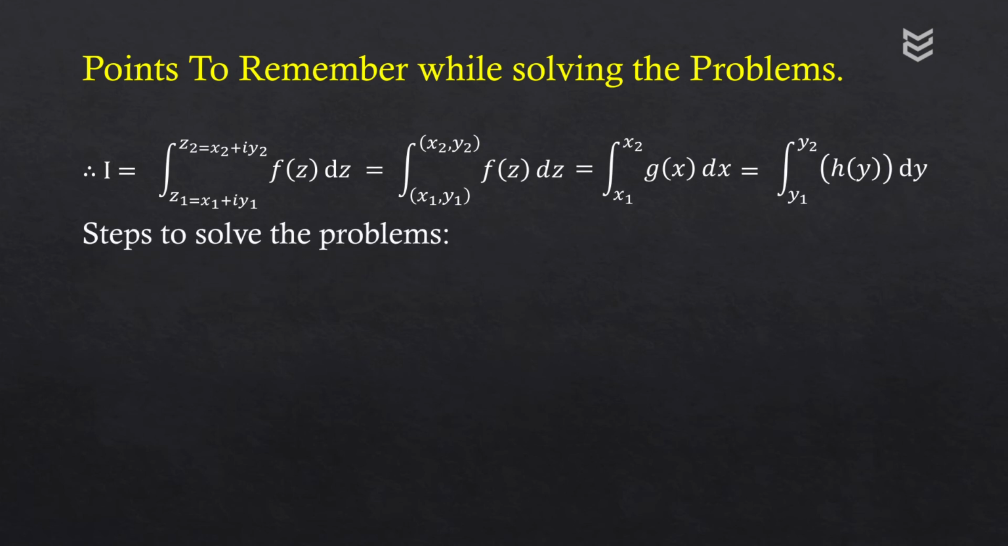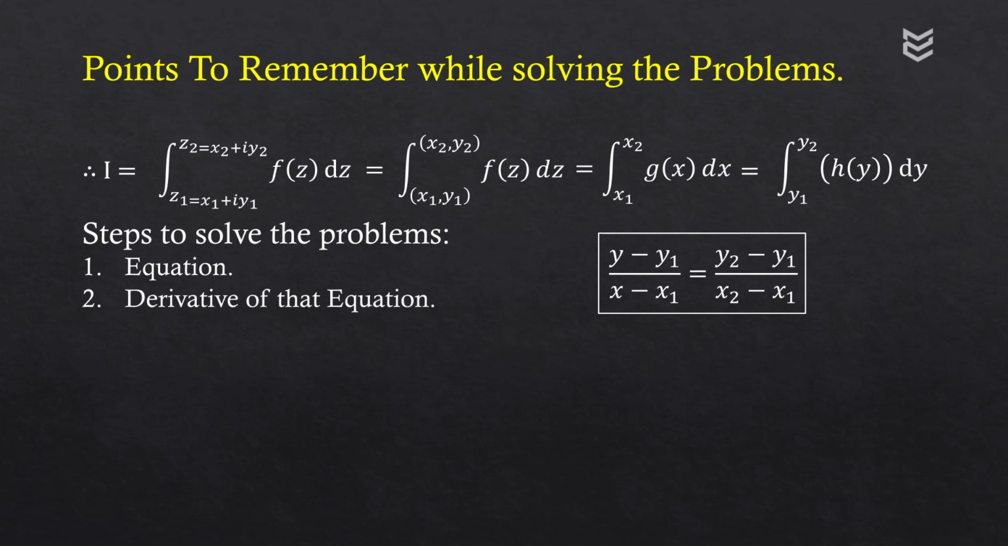Steps to solve the problems. Step 1 is to look for the given equation. If not given, then you should calculate the equation based on the question, using the two-point formula, (y minus y1) upon (x minus x1) equals (y2 minus y1) upon (x2 minus x1).